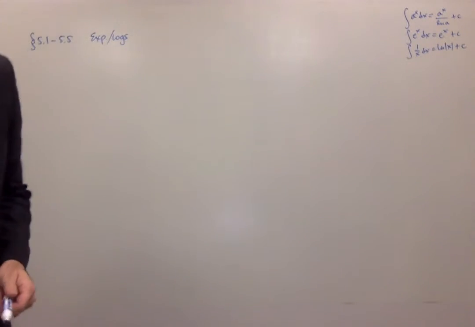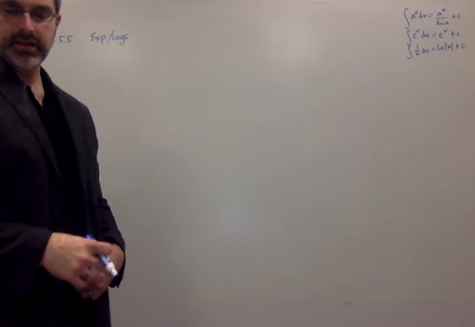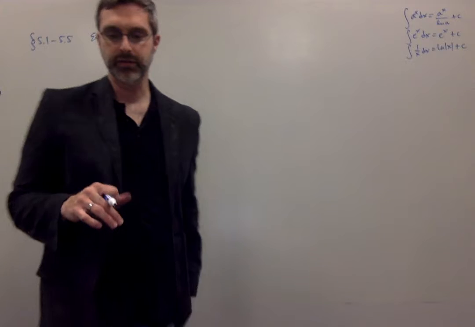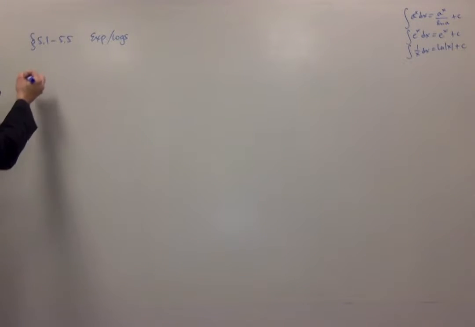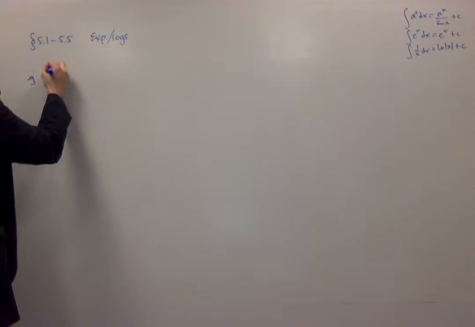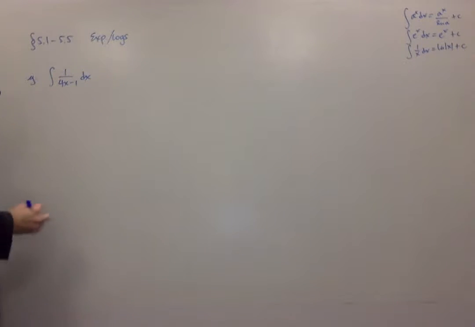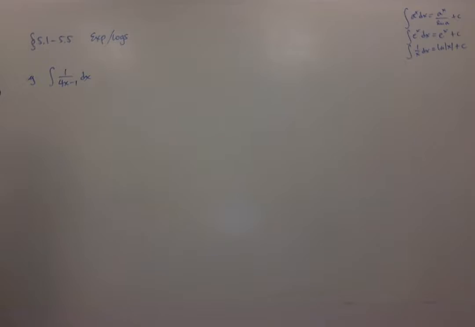Okay. And a lot of them are going to involve substitution, some of them will involve other techniques that we've used previously. Okay? So let's do a couple of examples here. Let's do the antiderivative of 1 over 4x minus 1 dx.